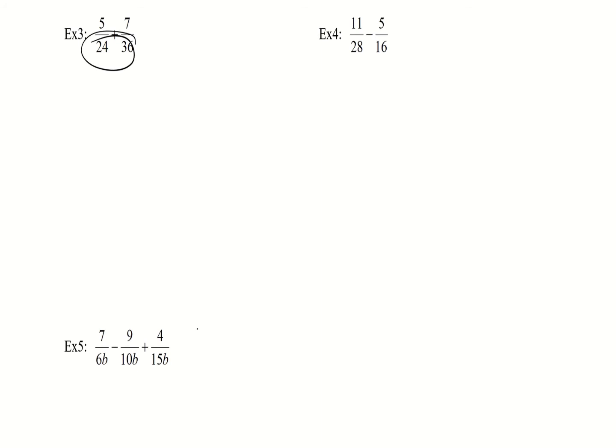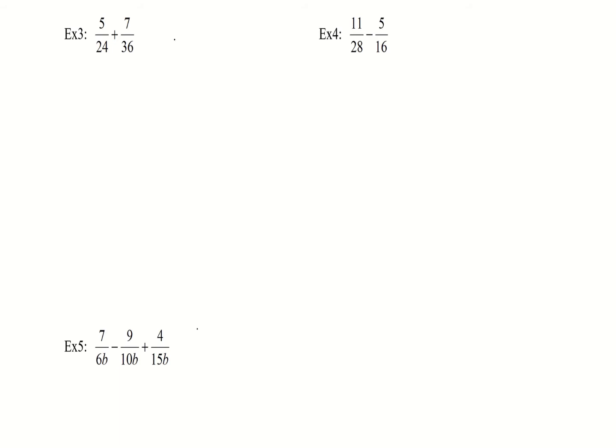Here in example 3, as you can see, the denominators are different. We have a 24 and a 36. So we're going to be looking for a common denominator, 24 and 36. And let's focus on finding the least common denominator. This way we don't have to deal with huge numbers. So remember earlier we learned to find the least common multiple. So using that method, we can determine the least common denominator.